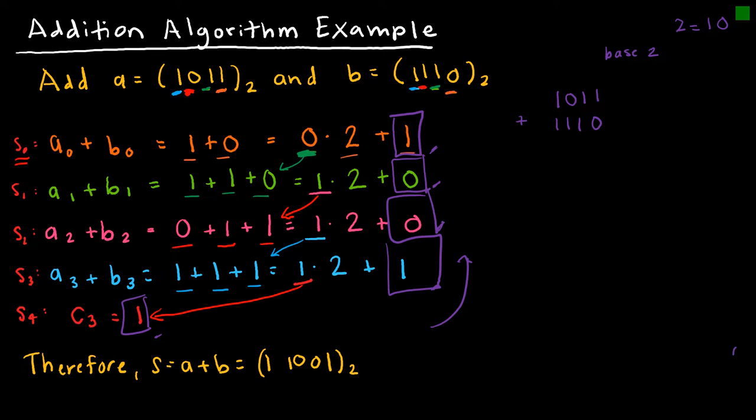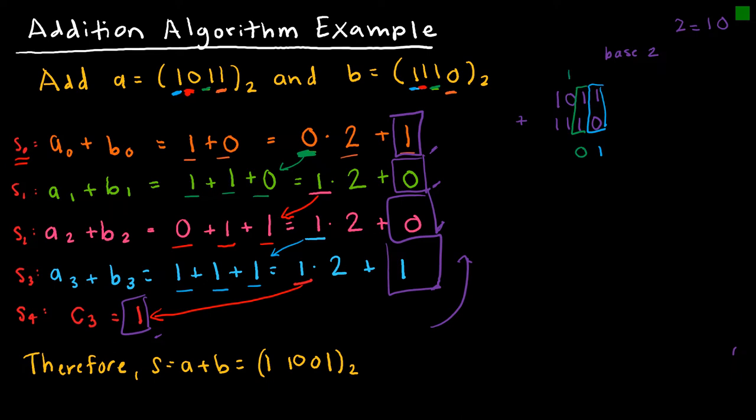So let's take a look at this. I'm going to take 1 plus 0, and that gives me 1. So no carry on that one. I don't have to worry about it. Here, I get 1 plus 1, which is 2, and 2, remember, is equal to 1, 0 in binary, and so I'm going to put the 0 here and carry the 1.